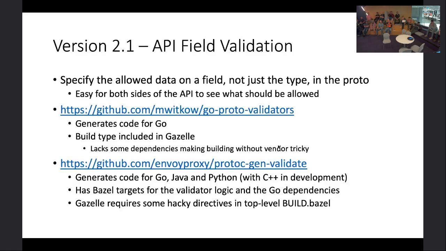There is a build type for this built into Bazel. Unfortunately, it only includes the Go library dependency definition. It does not include the higher level proto library definition that you need to import if you want to properly generate your proto definitions. And this is okay if you've checked in your vendor directory and you have all of those things in place. You can do some Bulldozer magic.